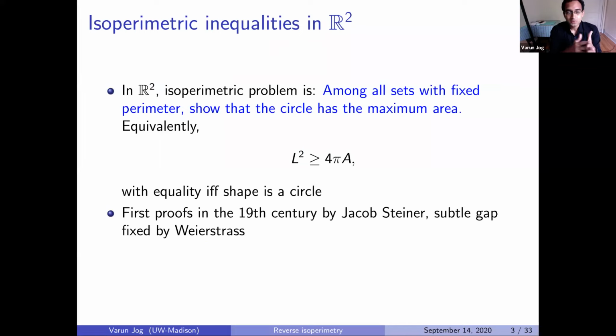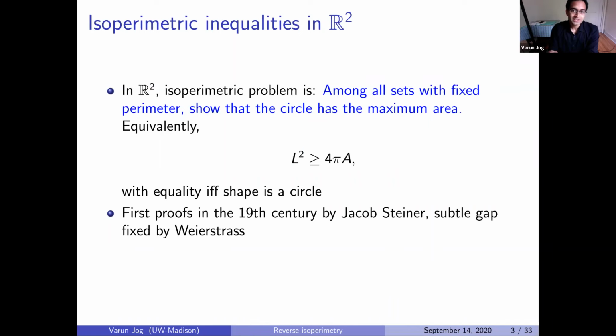The first proofs of this inequality appeared in the 19th century. Although this is quite an intuitive result, one would immediately think that the right shape is a circle, the first proofs actually had to wait until the 19th century when Jacob Steiner proved it using symmetrization arguments. There was a small gap in the proofs about the existence of an optimizer, but that was fixed again in the 19th century by Weierstrass.